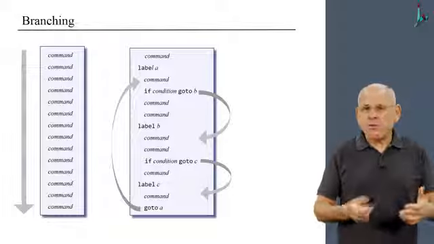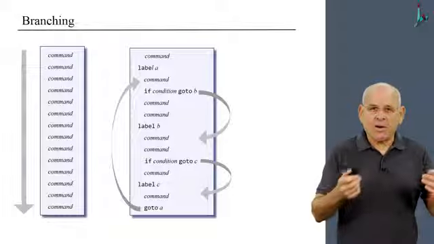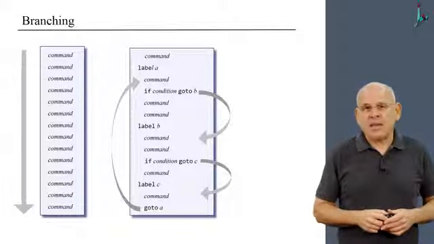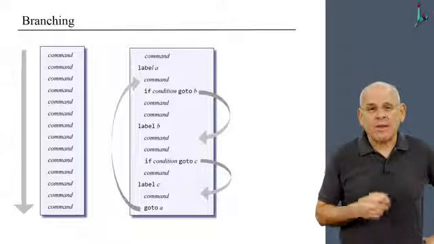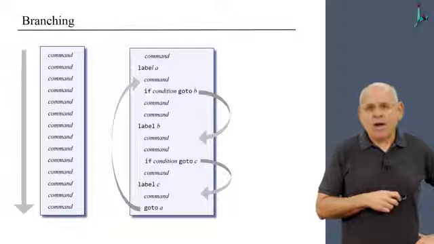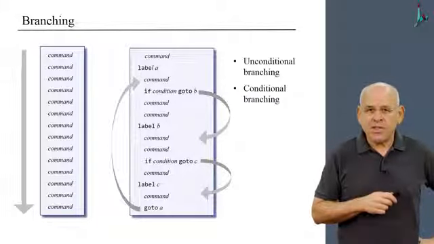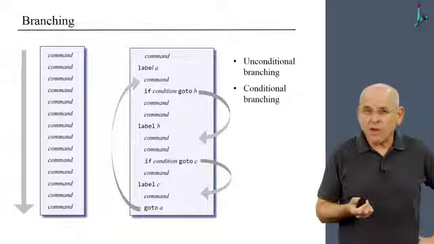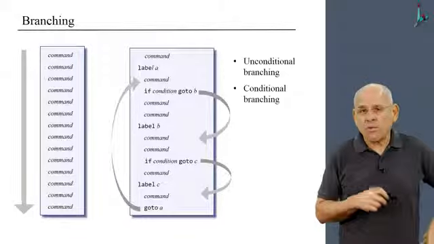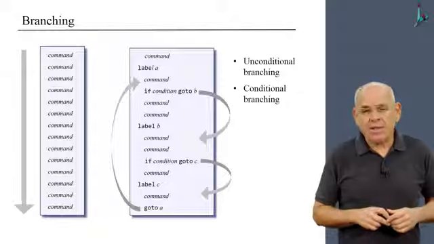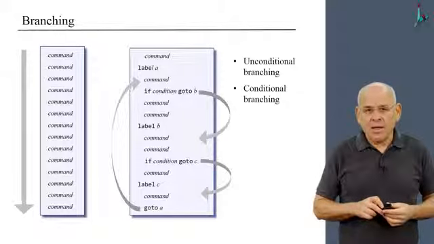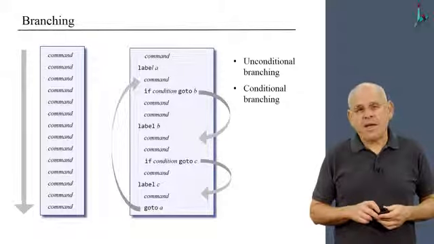So every one of you who used if statements or while statements has experienced the notion of branching without using the word branching. So at the low level, we have two kinds of branching. We have what we call unconditional branching and conditional branching. So we'll spend a few minutes talking about each one of these flavors of branching, and we'll start with an example.